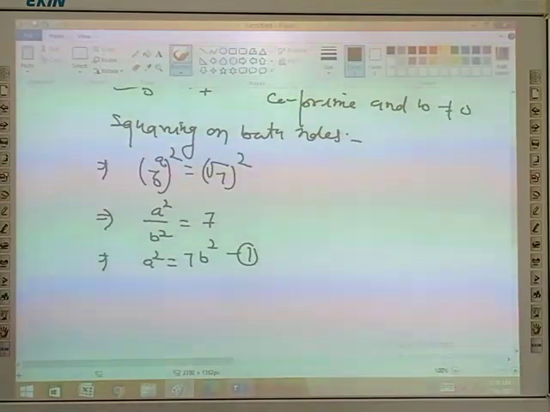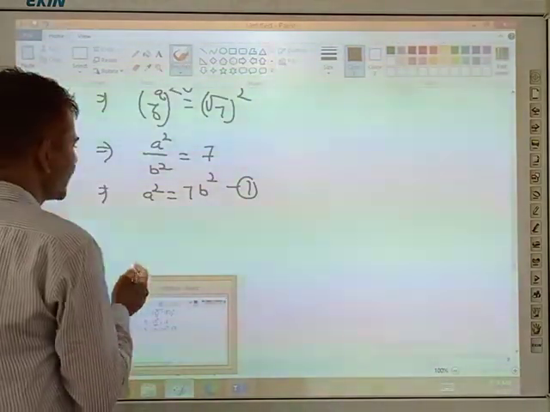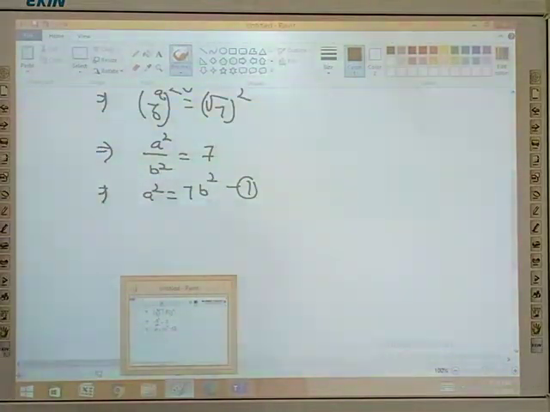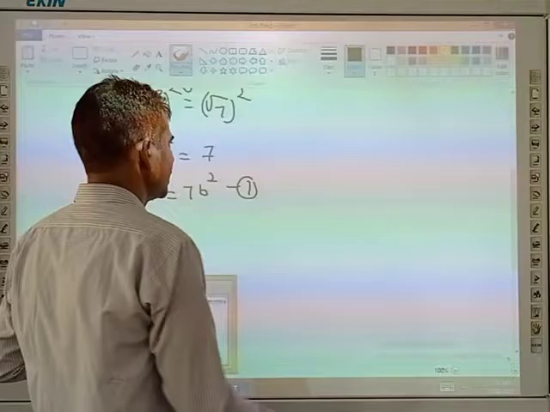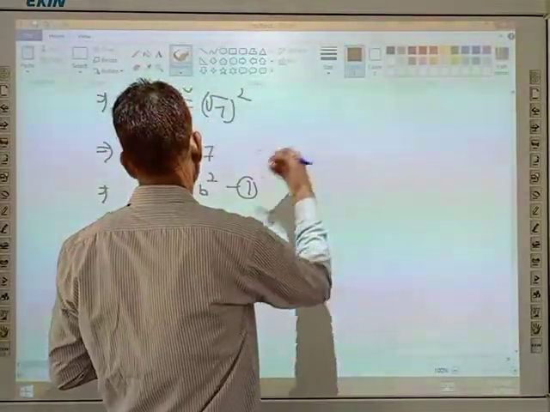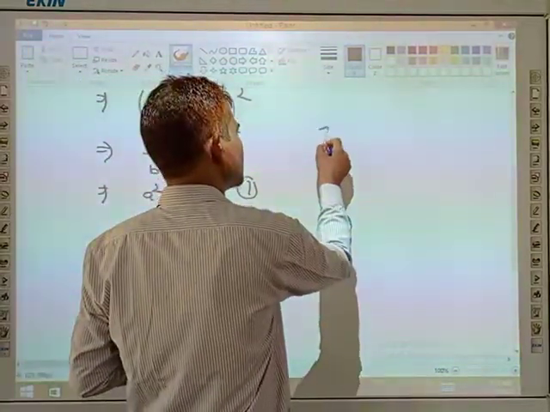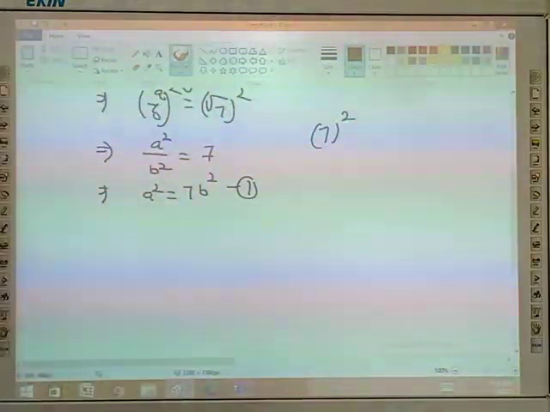Now students, a square is equal to 7 b square. Now a square is divisible by 7. It means 7 square is 49, so a square is divisible by 7 by the uniqueness of the fundamental theorem of arithmetic.